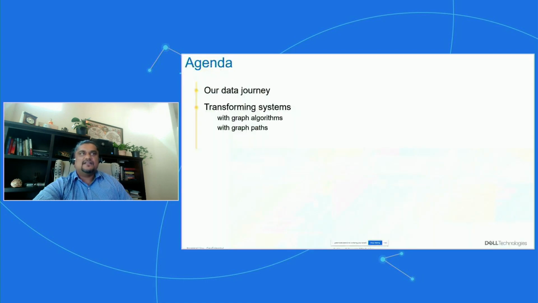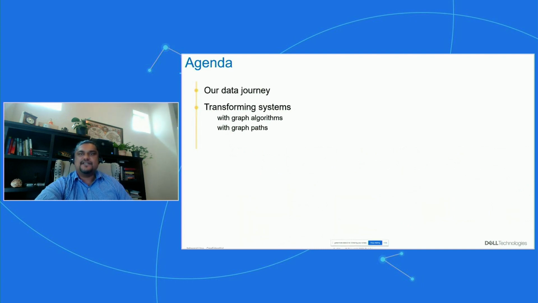Having said that, let's look at the two high-level areas I'll be covering today. One is how graphs have helped in our data journey, and two, how graphs have fundamentally transformed our systems. I'll spend more time on the data journey side of the story. This is about how we evolved our systems from monoliths to microservices and ultimately to a true service cloud.